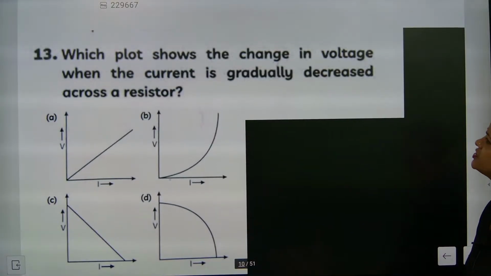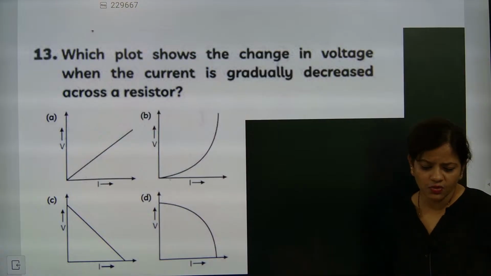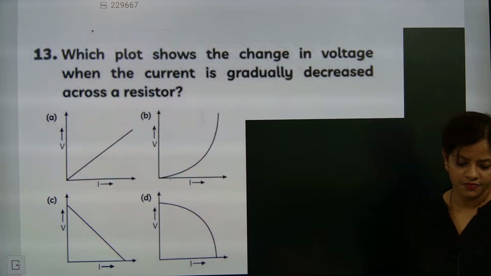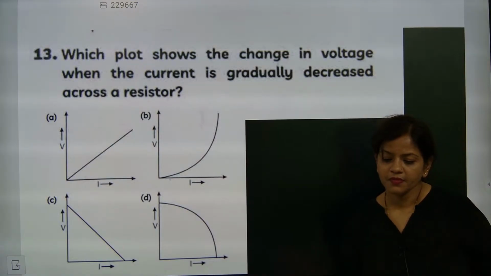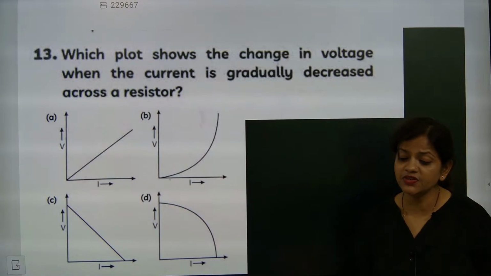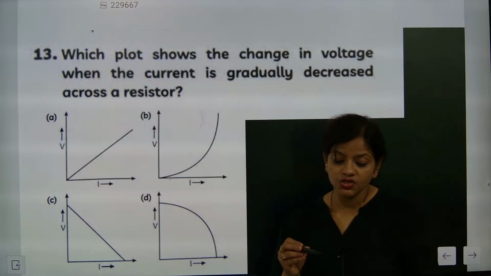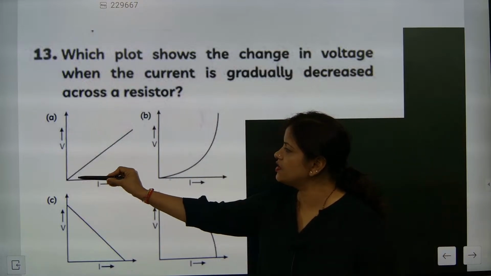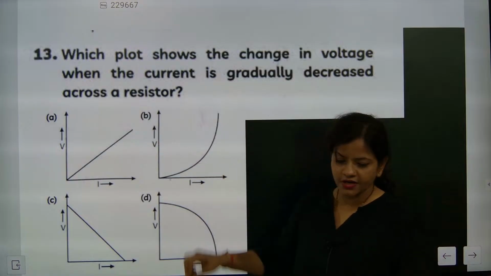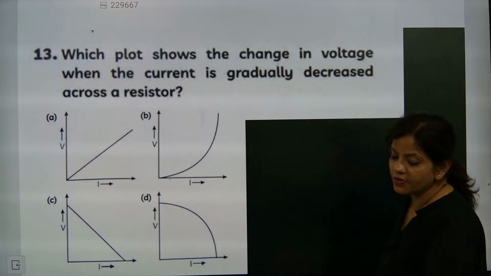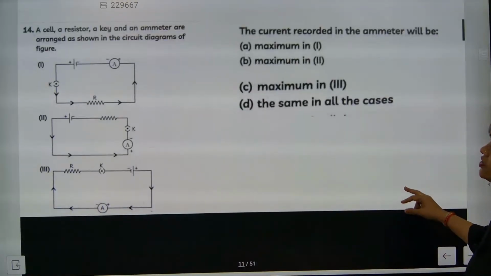Which plot shows the change in voltage when the current is gradually decreased across the resistor? This is a killer question, and these are the questions which are exactly going to kill you. When the current gradually decreases, the voltage will also go a little down, understood or not? It will always be following Ohm's law. So the answer will be A, absolutely correct. We'll go for the next question, please.